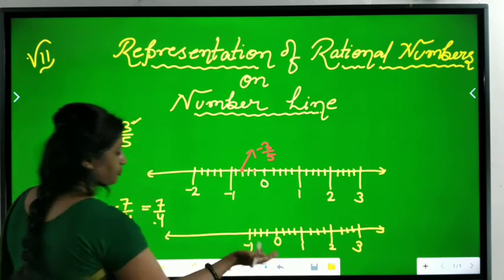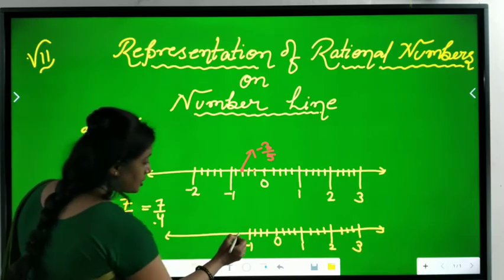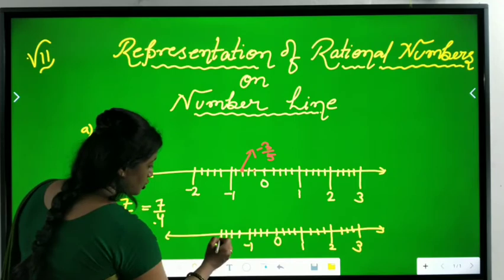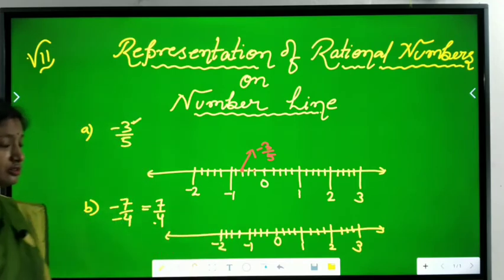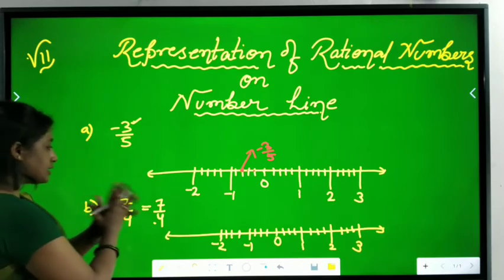Right here minus 1. The left side of 0 contains minus, so we will put a minus sign here. Once again 1, 2, 3, 4. Right here minus 2. And so on. You can represent more.